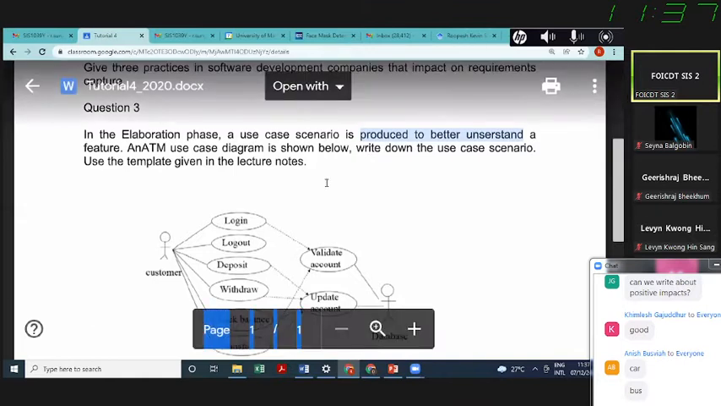Give me 1 minute. So have a look at the question we're going to correct in 1 minute. This question number 3.